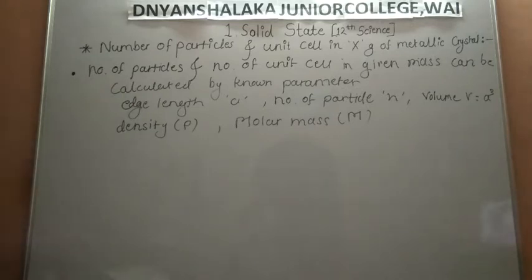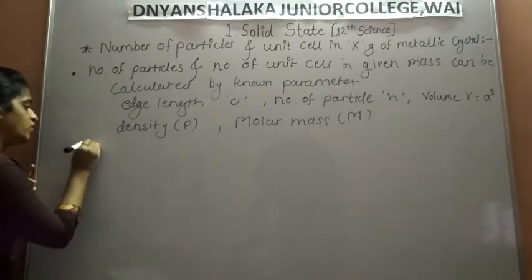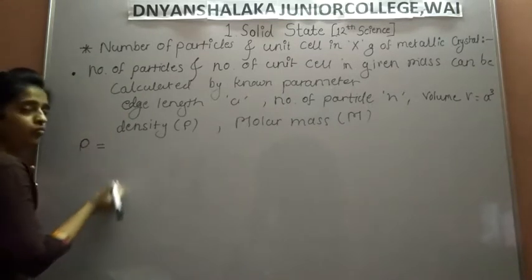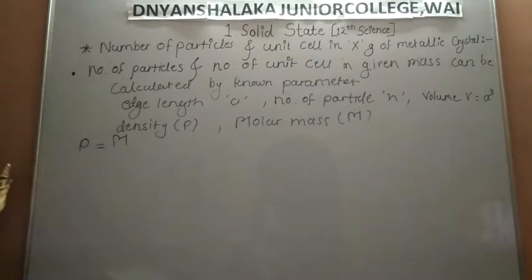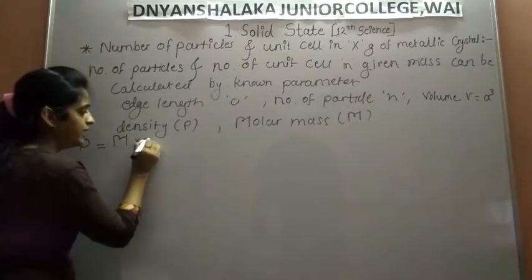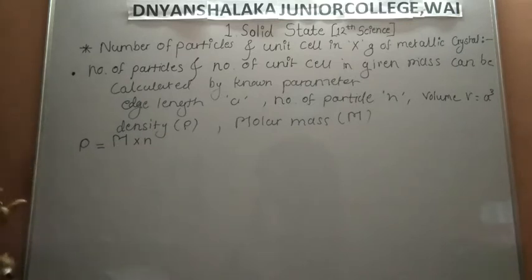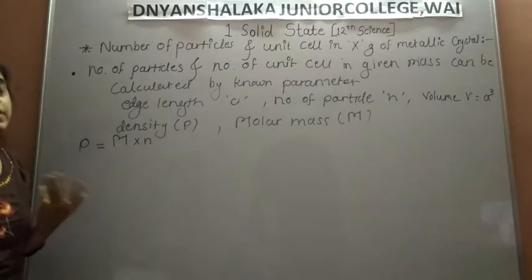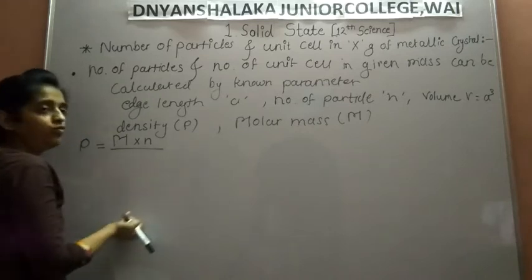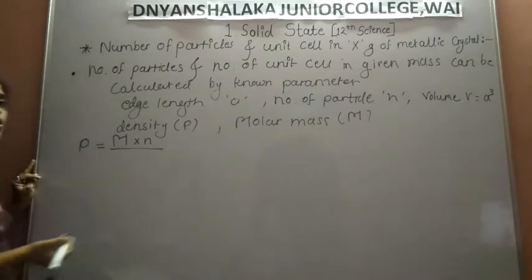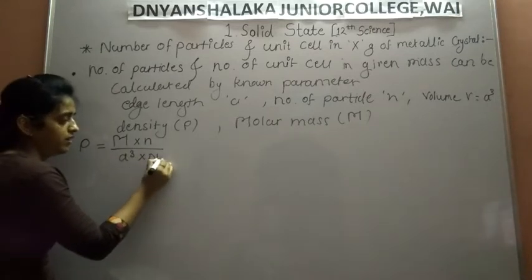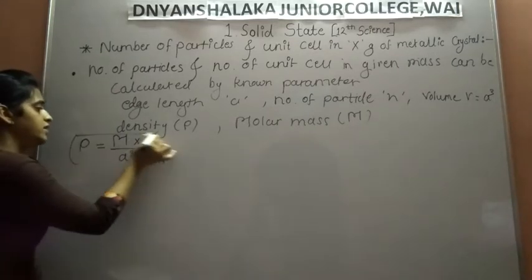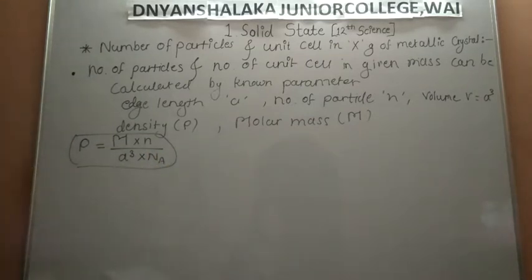In the last lecture we found the density, rho, formula: molar mass of the substance, capital M, into number of particles, which can also be represented by Z, the rank of the unit cell, upon volume of unit cell, a cube, into Avogadro number Na. So this is the density of a substance. Using this formula, we calculate different examples.